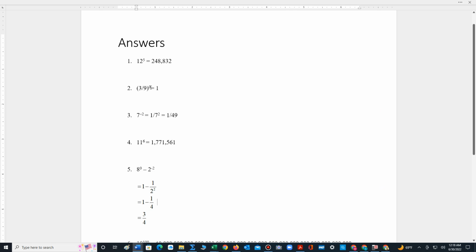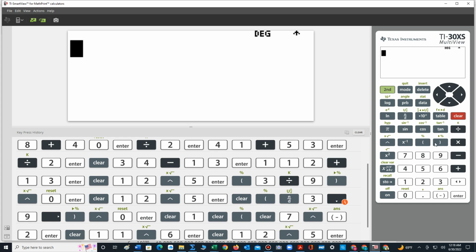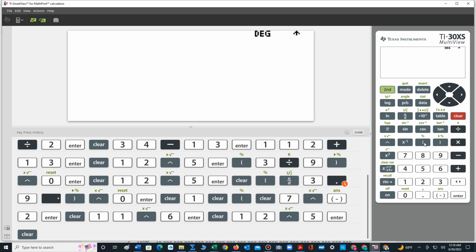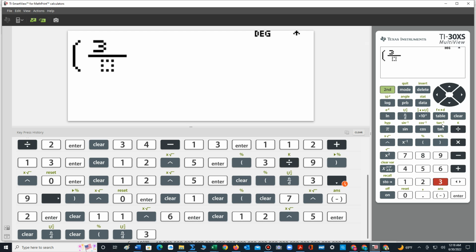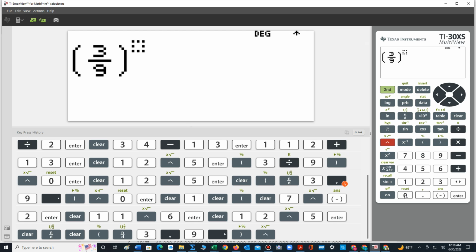We have 3 over 9 to the 0 is 1. Here we can make use of our fraction button. We type in, let's encase it in parentheses first. So we have 3 over 9, close the parentheses and then raise it to the 0 power. The answer is 1.